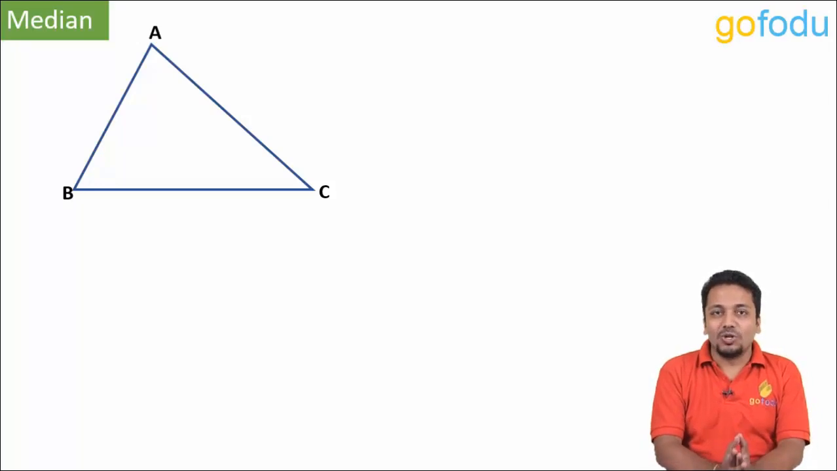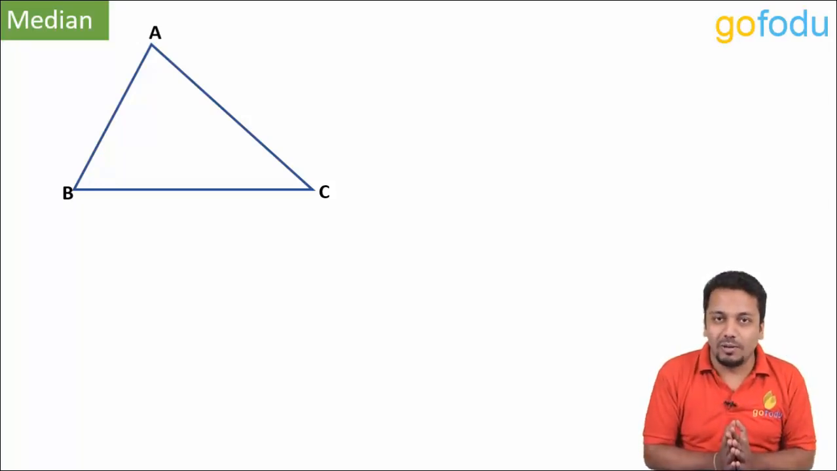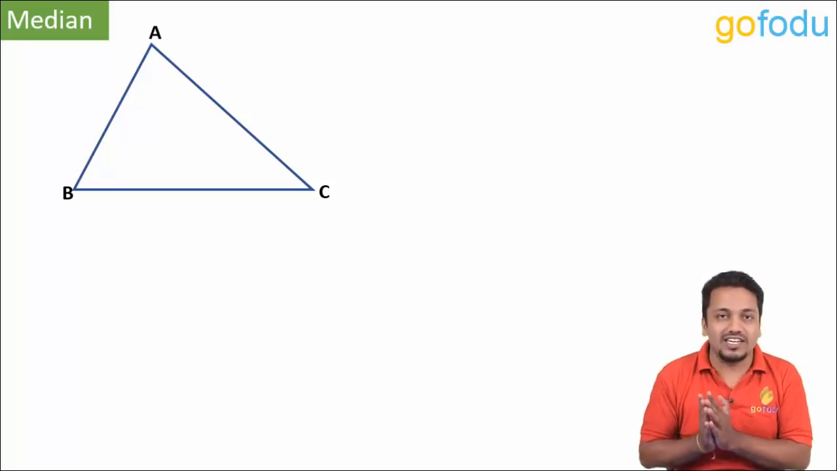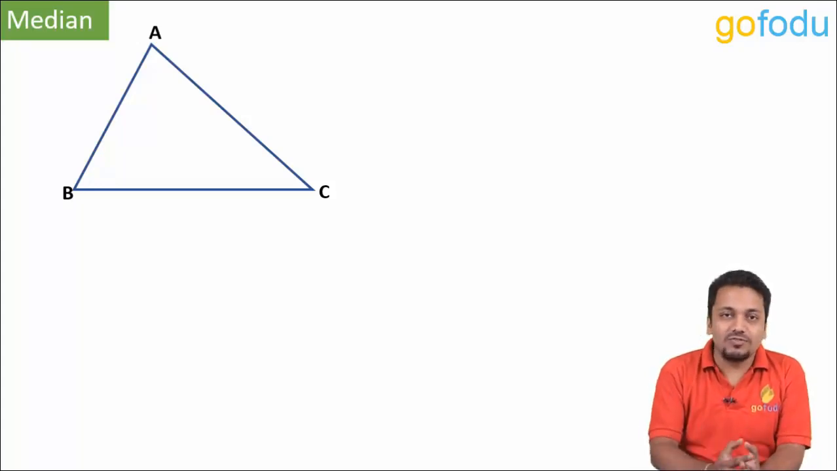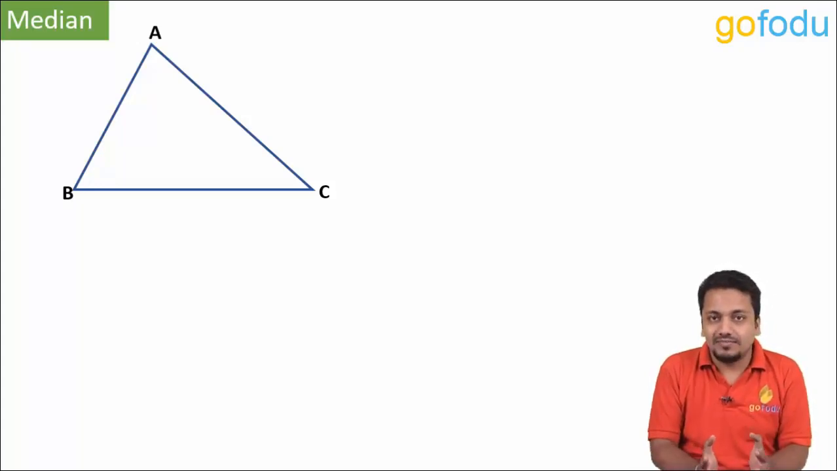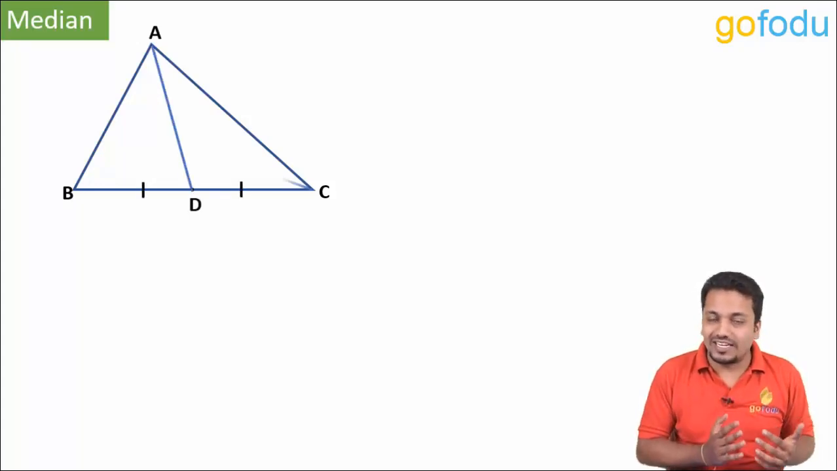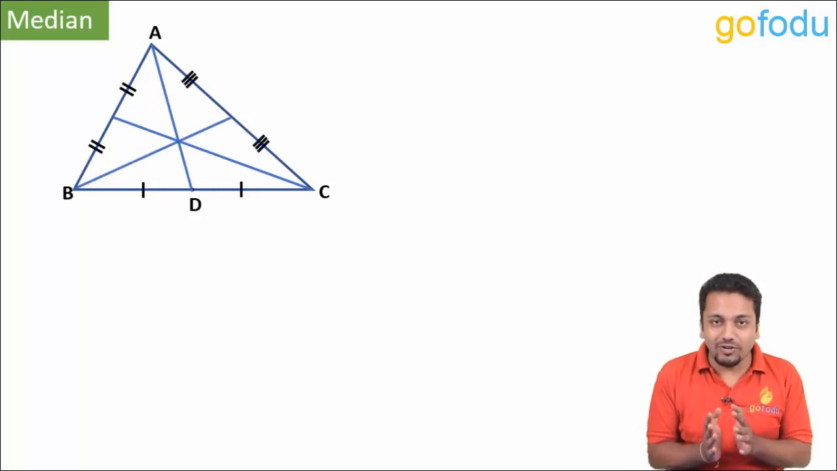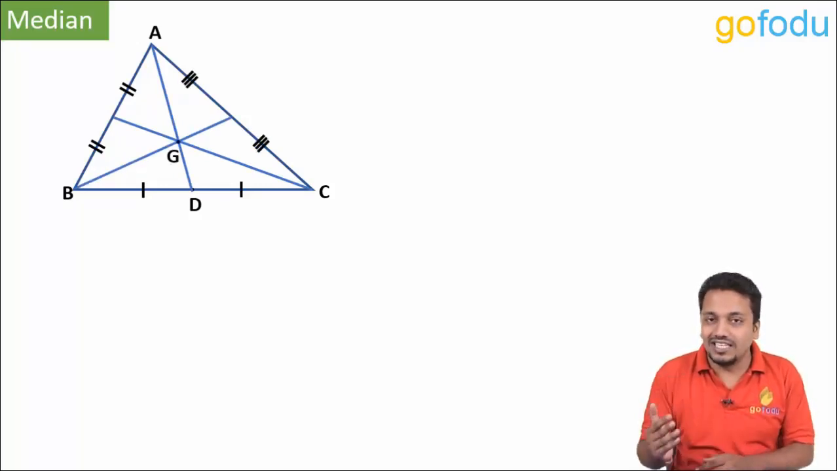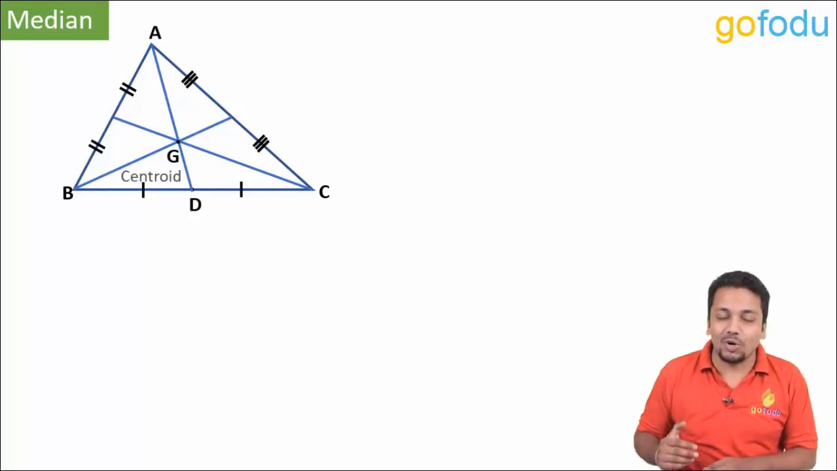Hello, I am Anshul and in this video we'll be talking about some special points in a triangle. First things first, the nomenclature. Medians are lines joining midpoints of sides to the opposite vertices. Now this point of intersection of medians, generally denoted by letter G, is called the centroid.